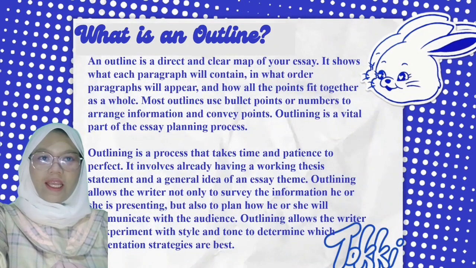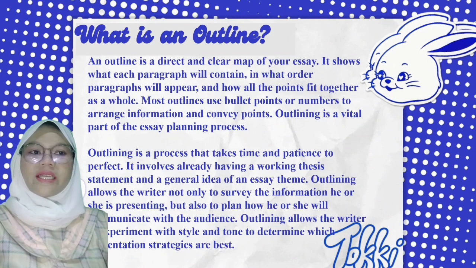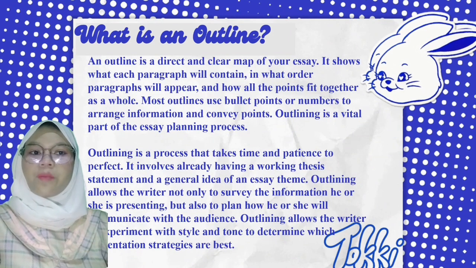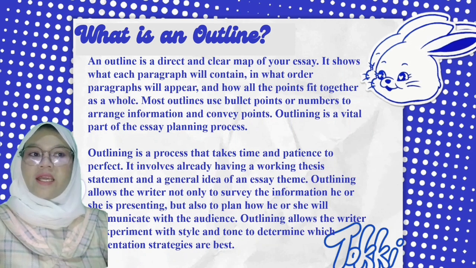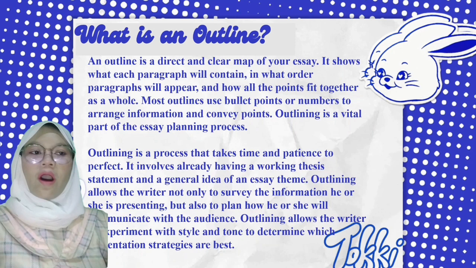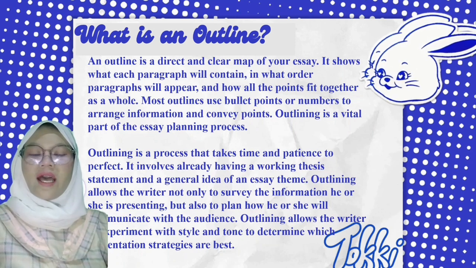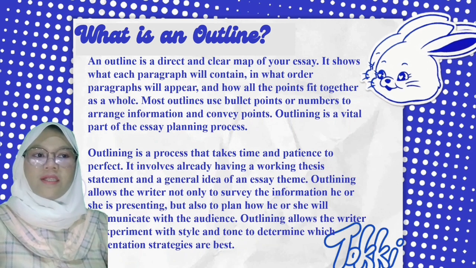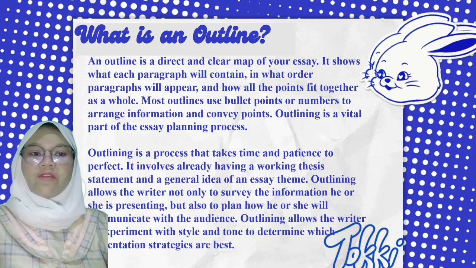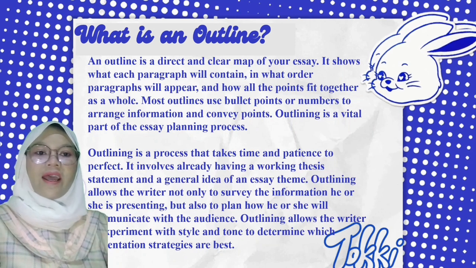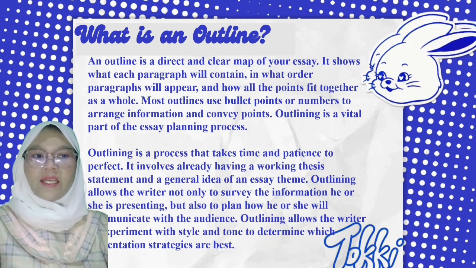What is an outline? An outline is a direct and clear map of your essay. It shows what each paragraph will contain, in what order paragraphs will appear, and how all the points fit together as a whole. Most outlines use bullet points or numbers to arrange information and convey points. Outlining is a vital part of the essay planning process.